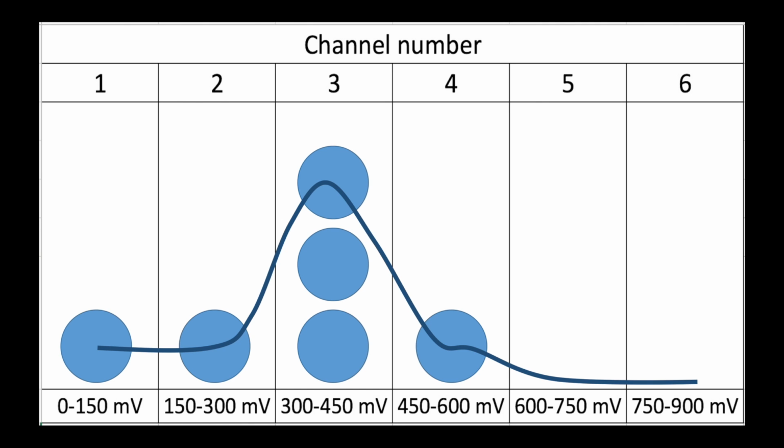And if we would like to say which isotope it is, we would compare this graph to graphs of other isotopes and say it is the isotope which has the peak in the third channel, in this interval from 300 to 450 millivolts.